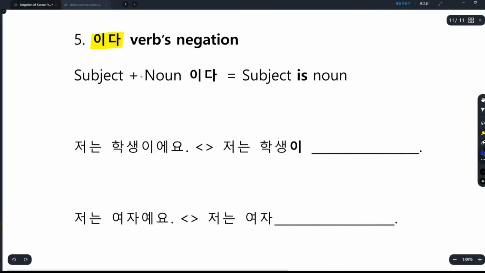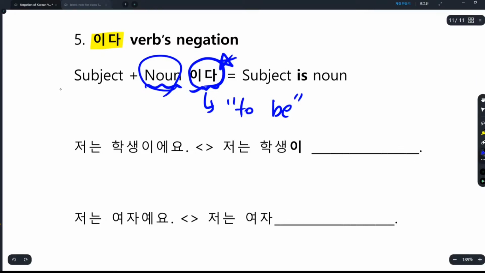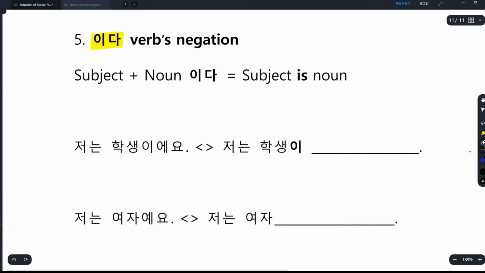So subject plus noun plus 이다. We learned the 이다 verb, right? It corresponds to the be verb in English, but it's slightly different in that it only follows a noun. So if you say a subject is a noun, or someone or something is a noun, you can use the 이다 verb, guys. For example, if you say 저는, I, the subject, right?